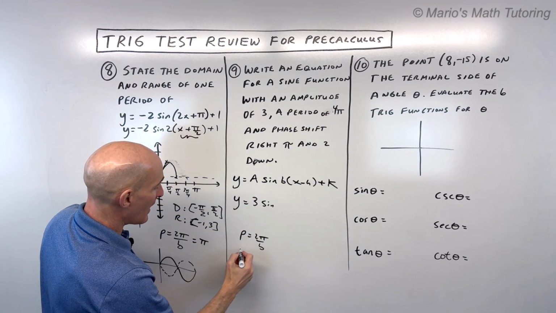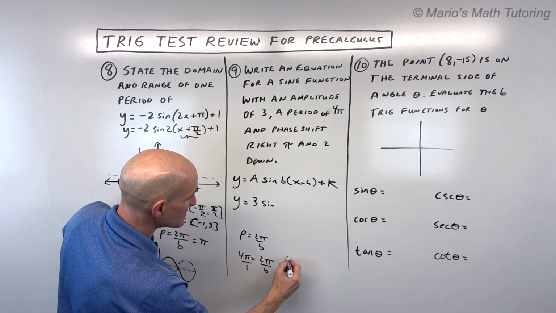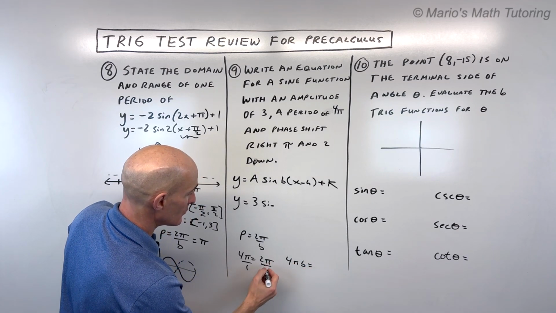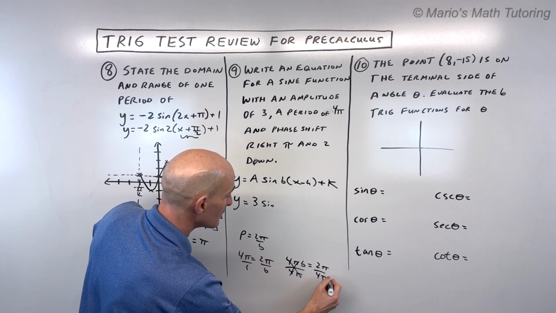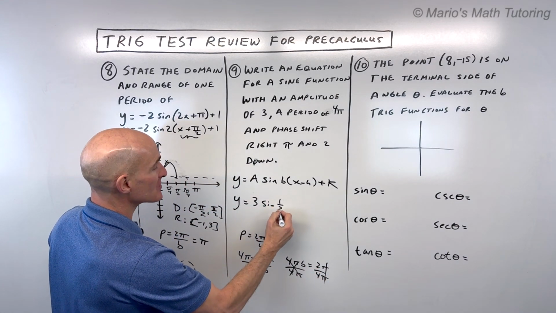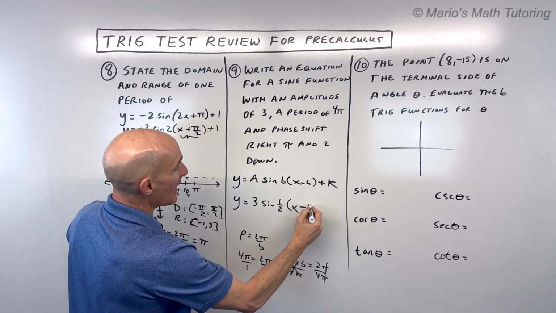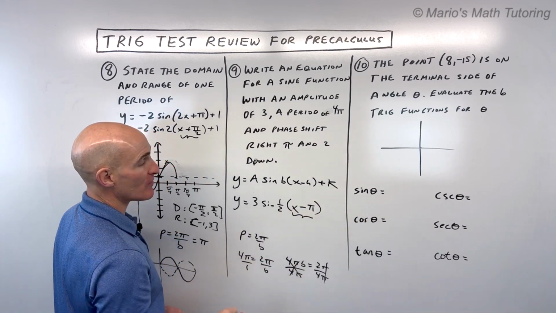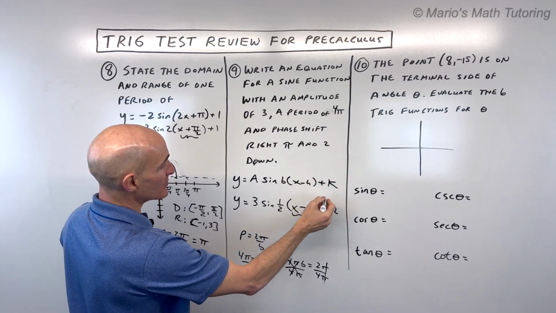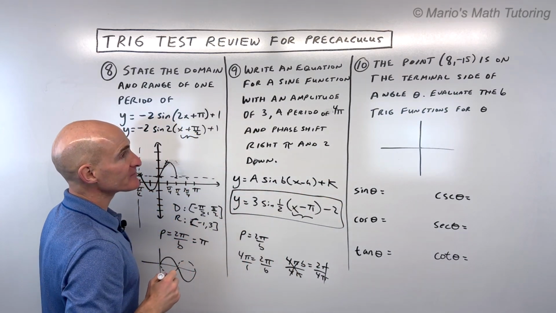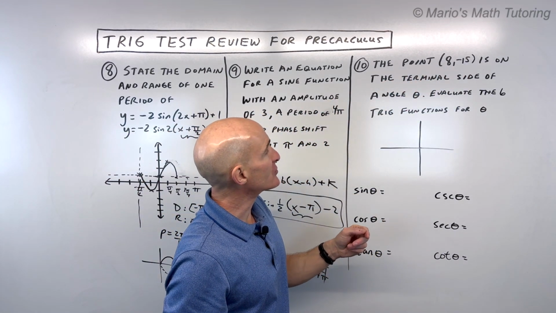So if the period is 4 pi, we can solve for our b value by cross multiplying. So that gives us 4 pi b equals 2 pi. Divide both sides by 4 pi to get b by itself. Pi's canceled, 2/4 is 1/2, so that's our b value. And it's shifting right pi, so this is going to be minus pi. Remember, it has the opposite effect. Minus pi actually goes positive pi to the right. And 2 down, this has the same effect, -2. If it was +2, it'd go up 2. So that's our equation.